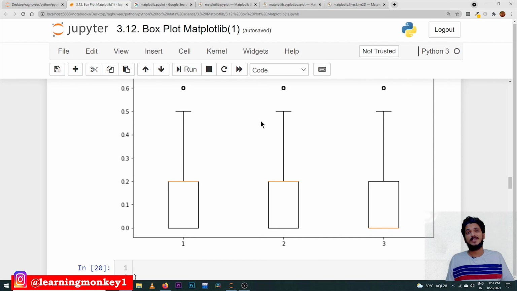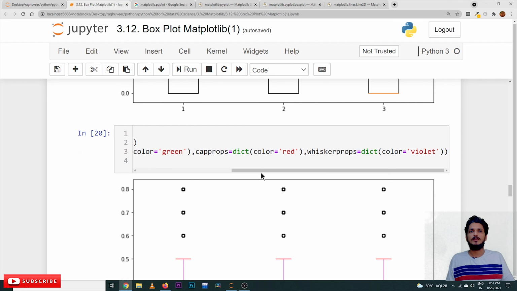Now let's understand how to use this box plot, and we can beautify this. See, there are special names for these values: this line, this box, median value, first quartile, third quartile, all these have different names. So we will understand the names one by one.